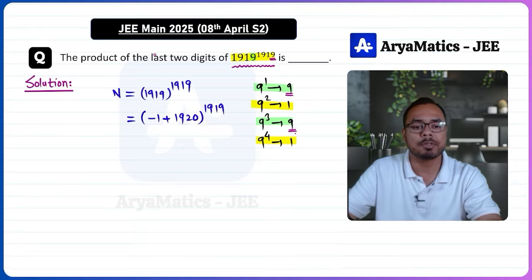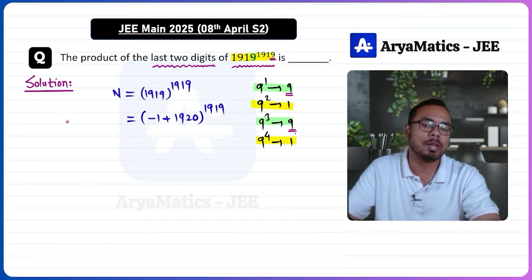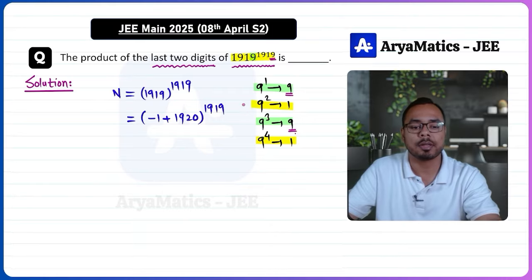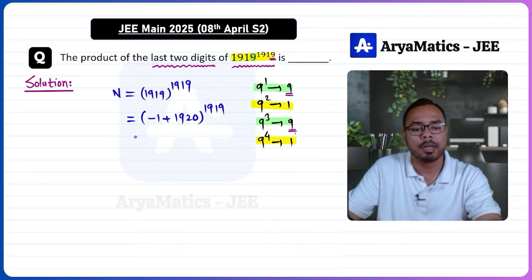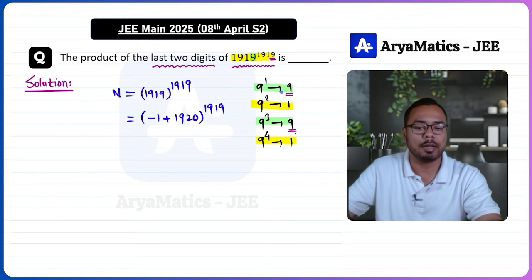But because the problem is we need the last two digits, in fact, the product of the last two digits. If options were there, then only those options which are multiples of 9 would be the valid option, right? But here, because it was integer type, we have to use binomial. And then we have to see what should be the digit at the 10th place. At the unit place, we'll definitely get 9 because the exponent is an odd number.